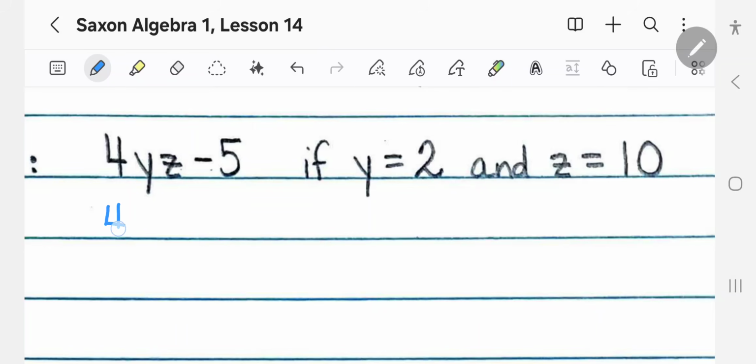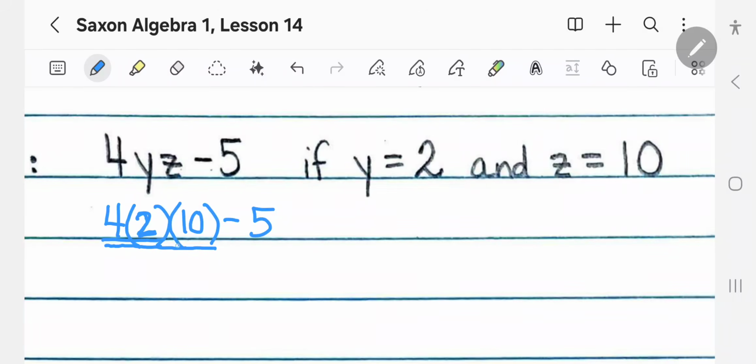So I'm going to start copying things. I'm going to put the y value in as 2. And then I'm going to put my z value in as 10. Okay, now that I have all the numbers in place, this becomes an old problem. It's an order of operations problem. I know I need to do multiplications before the addition or subtraction. So let's go ahead and multiply all of these together.